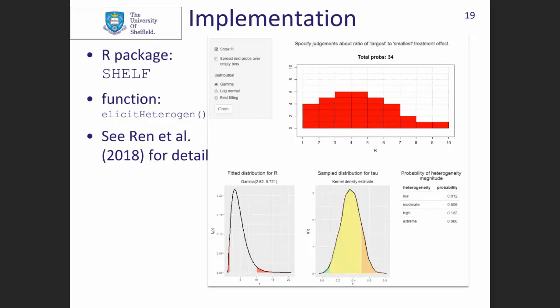And in a way, that's the whole point of using an informative prior here, to make the range narrower and more plausible.